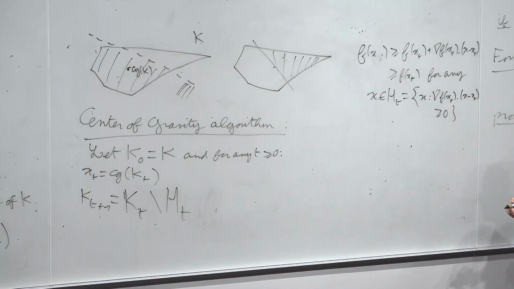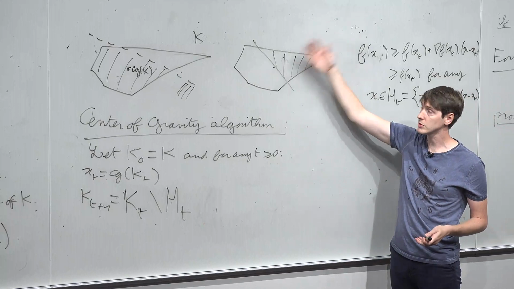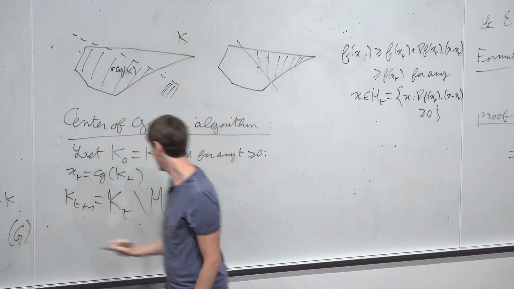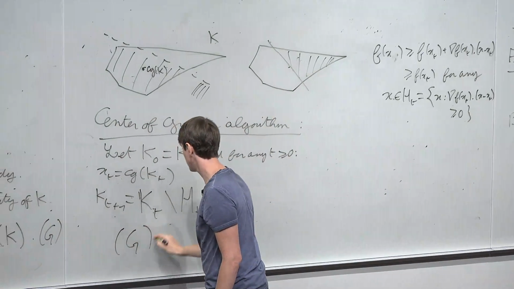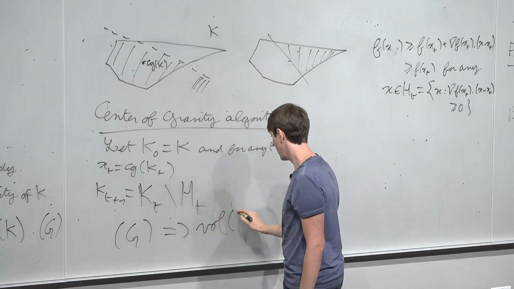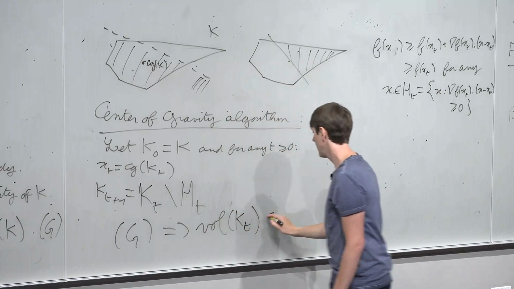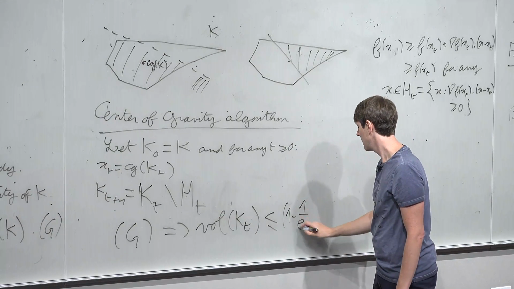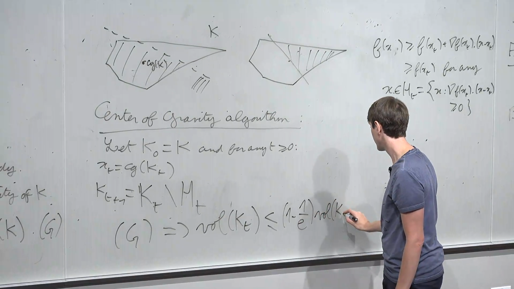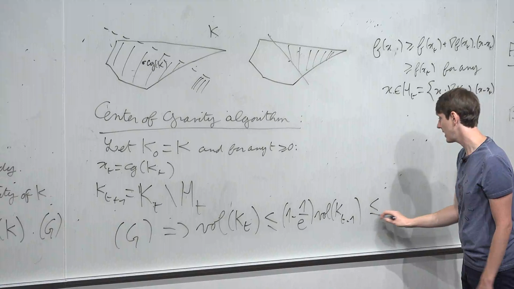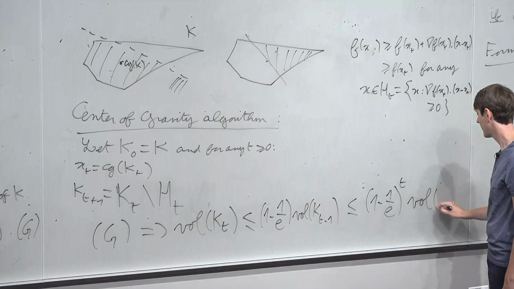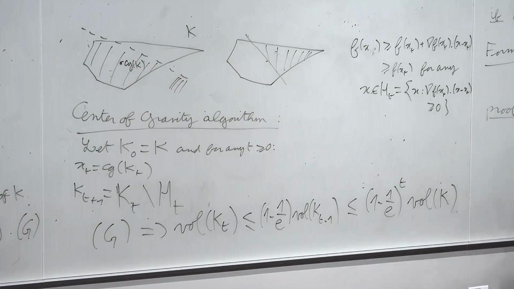What does Grunbaum's inequality tell me? It tells me that I have discarded a constant fraction of the volume. So let's call this G, Grunbaum's inequality. What G tells us is that the volume of Kt is smaller than 1 minus 1 over e times the volume of Kt minus 1. So by induction, I get that this is smaller than (1 minus 1 over e) to the t times the volume of K. So I shrink exponentially. My volume is going down exponentially.